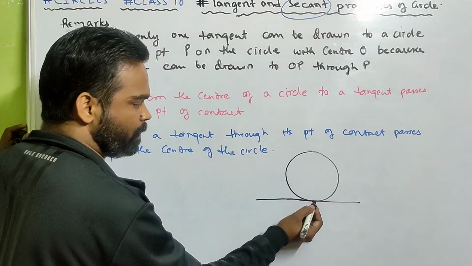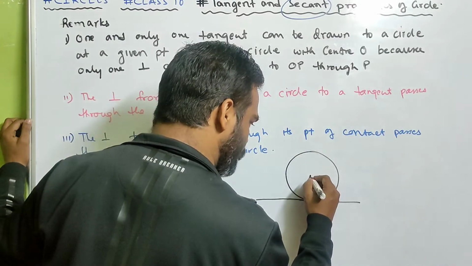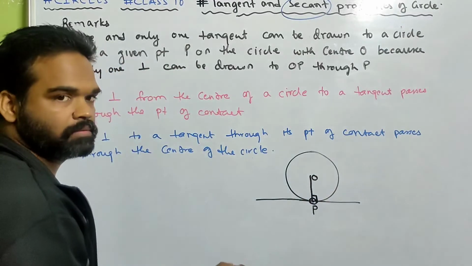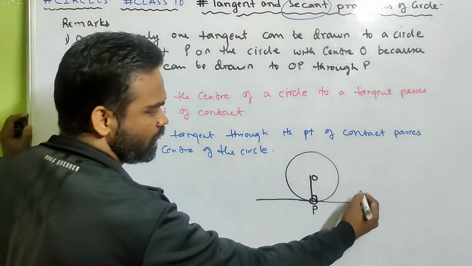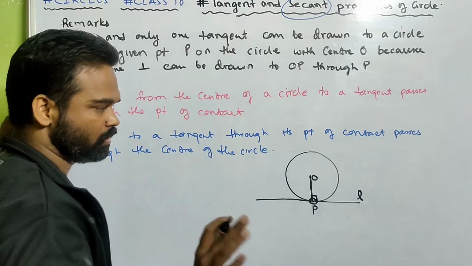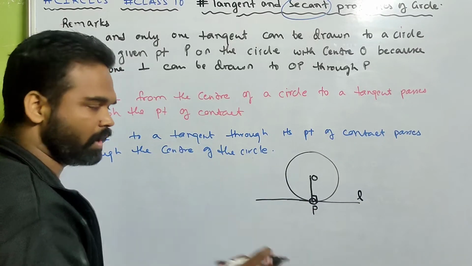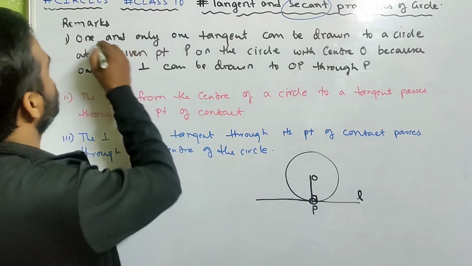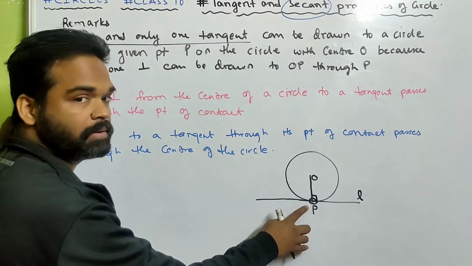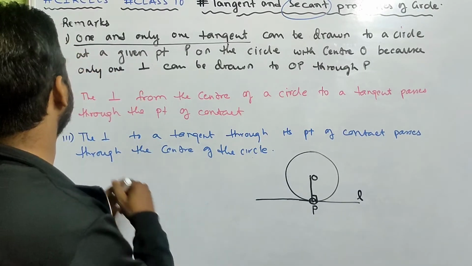From the point P, you can't draw more than one tangent because there will be only one perpendicular line which you can draw from the center on that line L at point P. Yes or no? If you draw another line, that won't be a perpendicular. Hence, you can say that one and only one tangent can be drawn from this point P, not more than one.